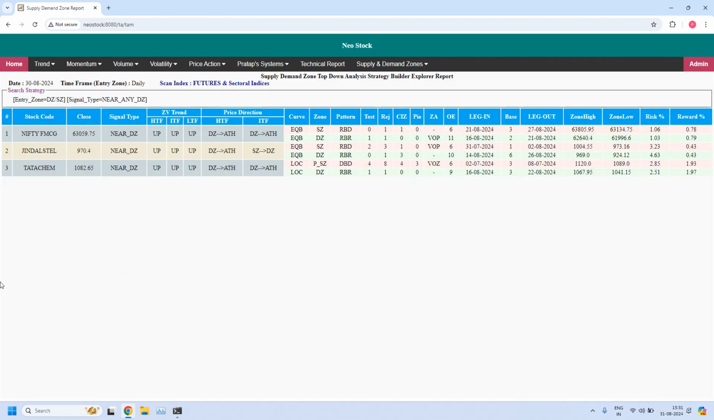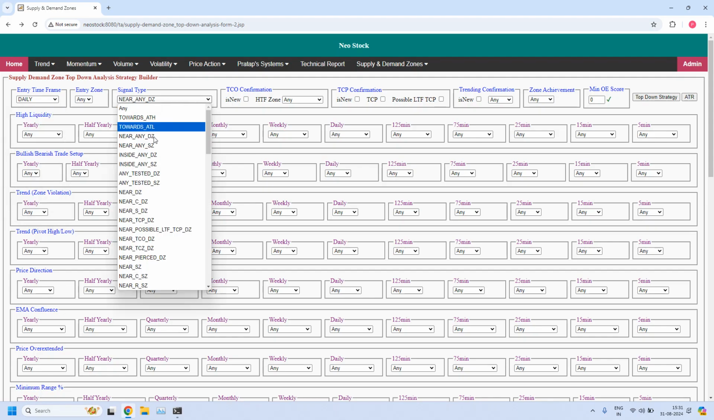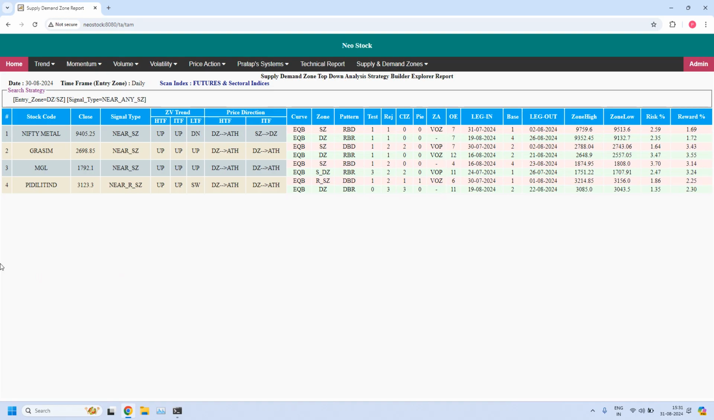3 stocks are filtered and we don't have any high liquidity daily demand zones from this list. The next report for daily time frame. Let us find the stocks near daily supply zone. 4 stocks are filtered. Let us check any high liquidity supply zone. And this one is already pierced, so it's not a valid zone.